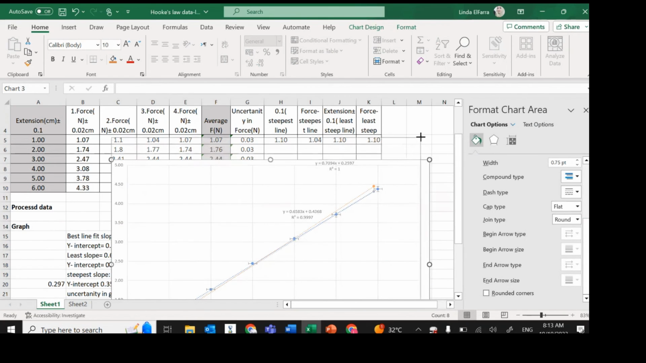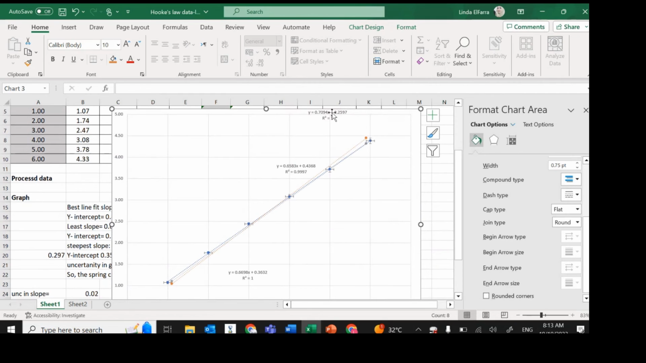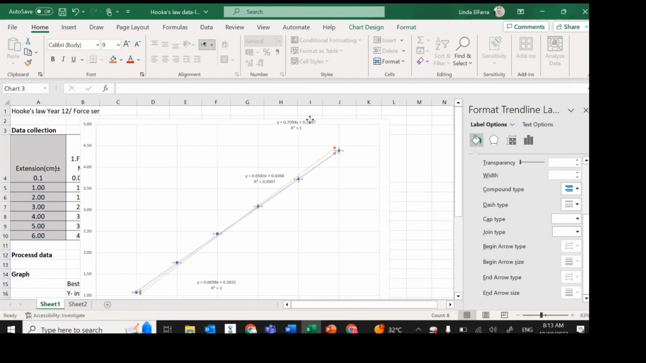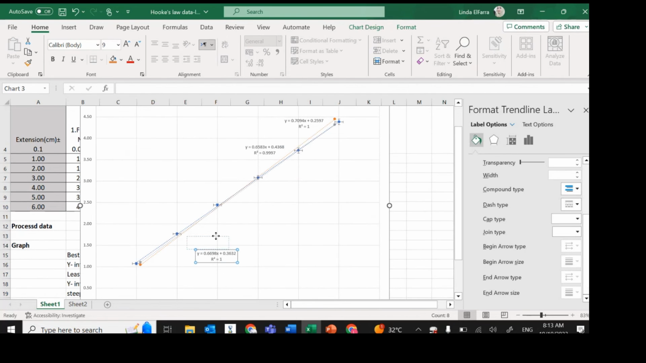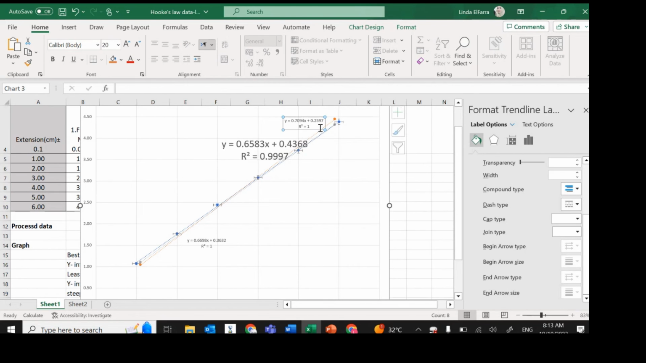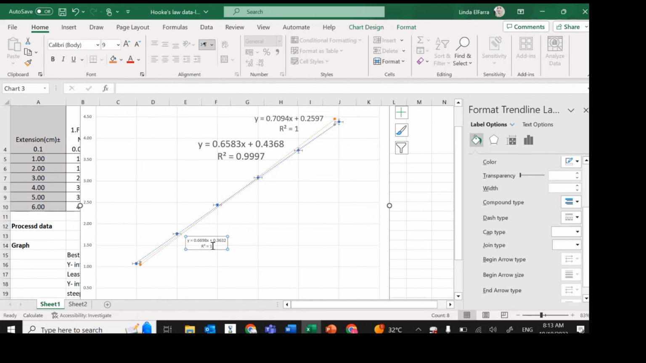Now here is my highest or my steepest line, the slope here. And this is the least slope line. You just make it bigger so you can see the values. Okay, and the steep slope line is here. And this steep line is here.